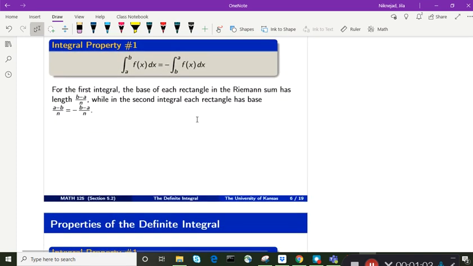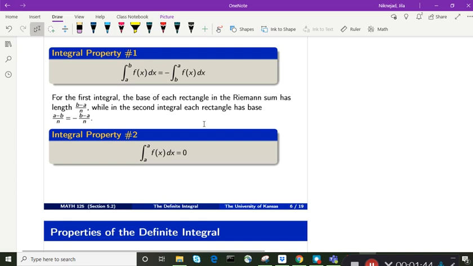So what does this mean? In the first integral, the base of each rectangle in the Riemann sum has length (b minus a) divided by n, while in the second integral, each rectangle has a base of (a minus b) divided by n. This is how it's explained, because in the Riemann sum, the delta x of one is the negative of the delta x of the other, and that's how we measure this, basically.